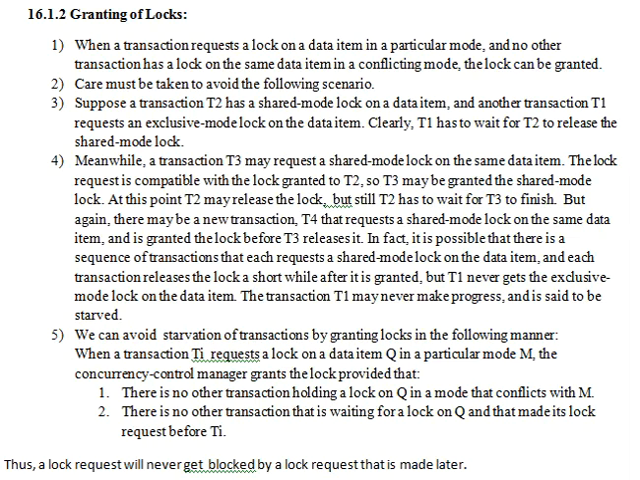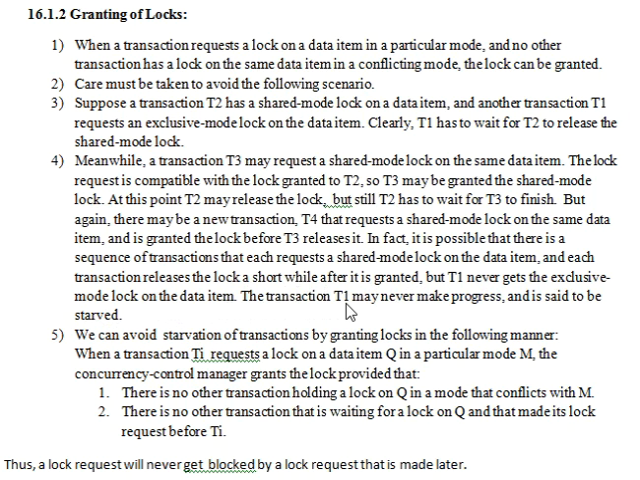All the transactions are getting a chance to use the same data item Q. But at last, observe here T1 is not proceeding now, meaning it is not in progressing mode. In fact, it is possible that there is a sequence of transactions that each requests a shared mode lock on the same data item. All the transactions are requesting shared mode locks on the same data item, and each transaction releases the lock a short while after it is granted. But T1 never gets the exclusive mode lock on the same data item.